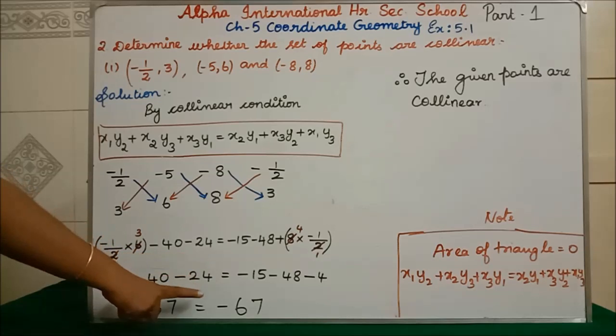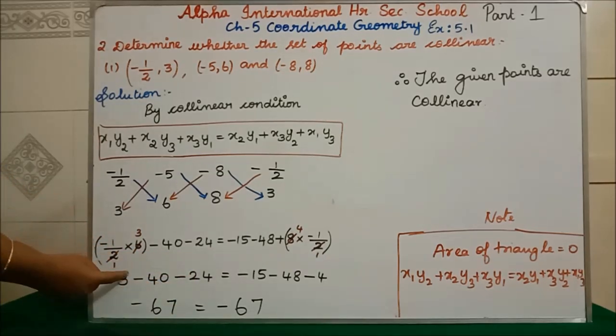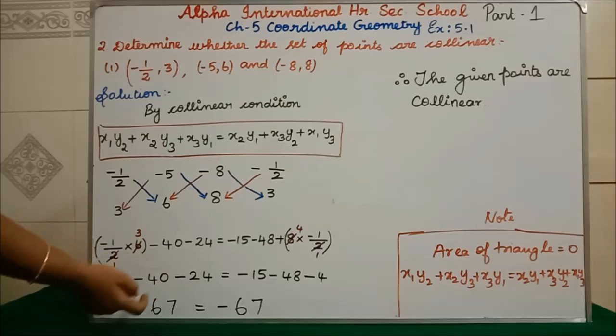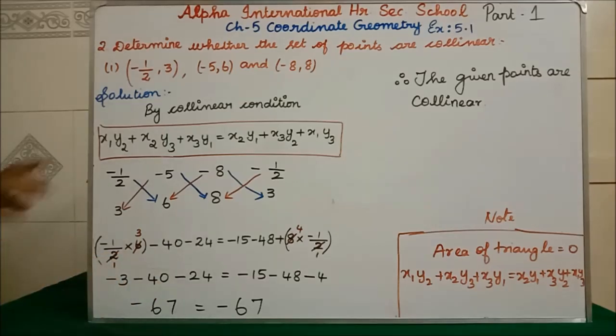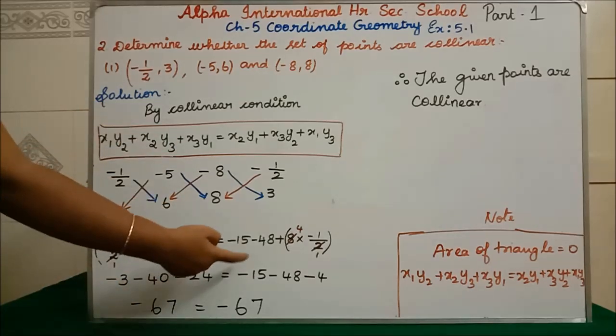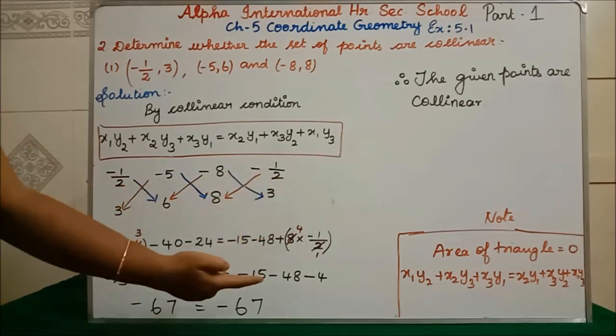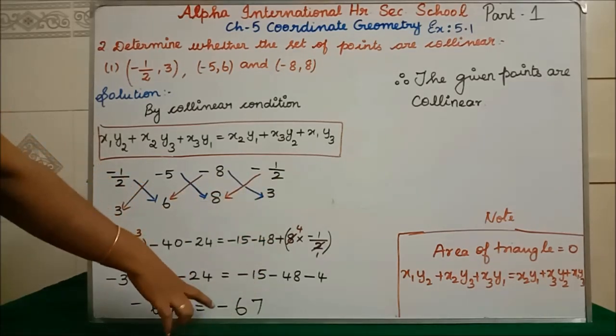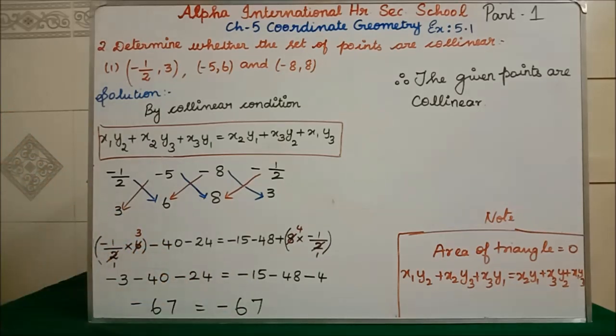Now before equal to, if you add everything, because everything is minus, we have minus 3 minus 4 is minus 7, minus 7 minus 24 is minus 67. Similarly that side, you see minus 15 minus 48 minus 4. If we add all together you will get 67. The greater number we are getting is minus, so minus 67.